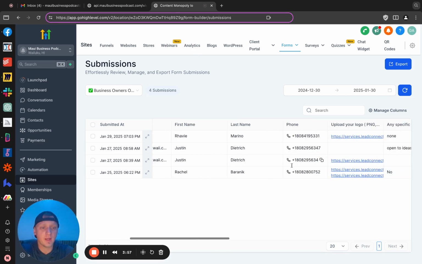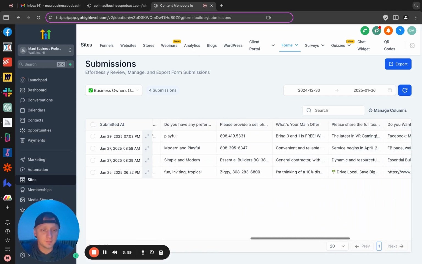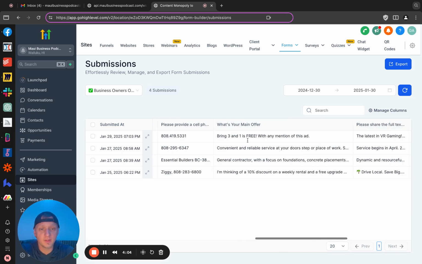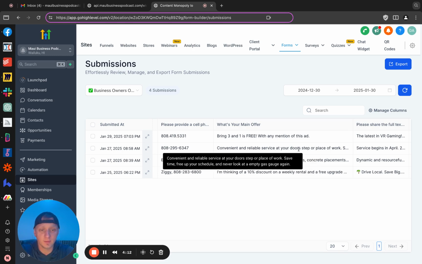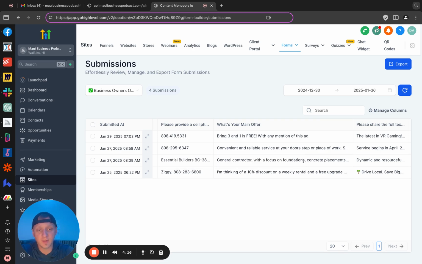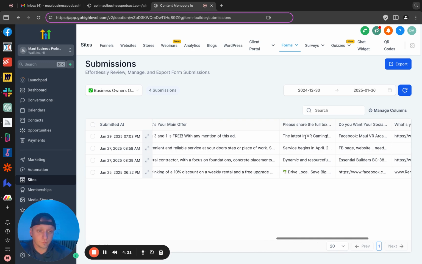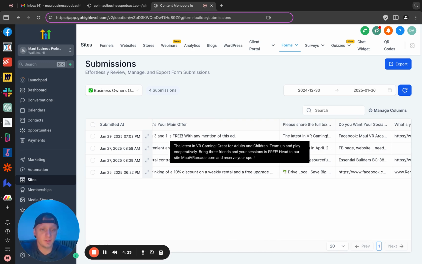So for example, I have, this is like one of them, right? Bring 3 and 1 is free with any mention of this ad. Convenient, reliable services at your doorstep or place of work. Save time, free up your schedule, and never look at an empty gas gauge again, right? These are the things that are going to be on the mailer.